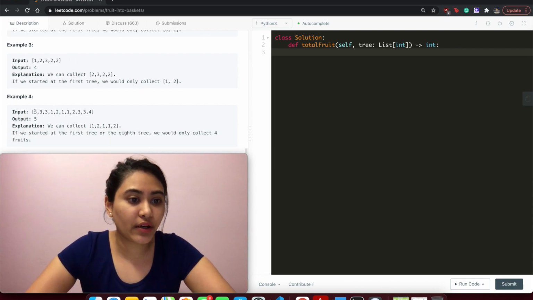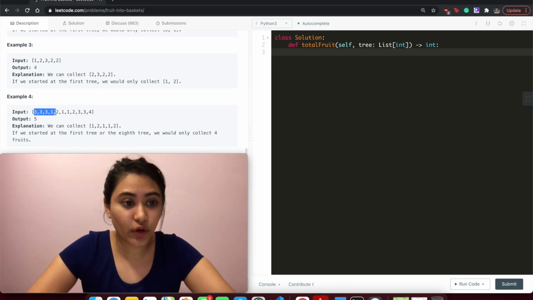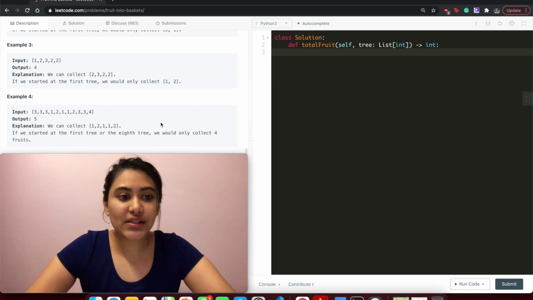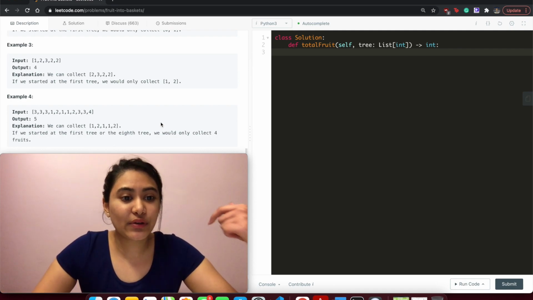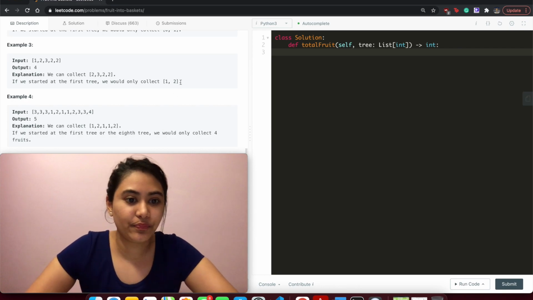And then for this one, well, let's see, we have this long input. It could be either 3, 3, 1, 1, 2, 2, 1, 2, which is a length of 5, 2, 3, 3, or 3, 3, 4. And here the longest one is 5, so we output that. So this question essentially boils down to the longest sequence of 2 distinct numbers.